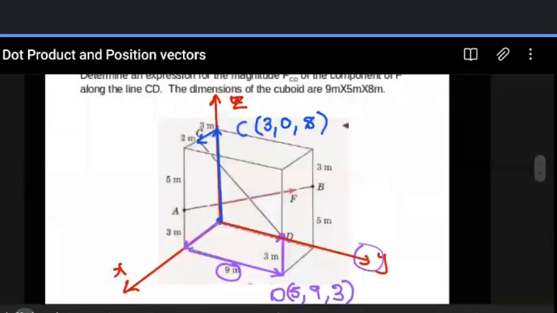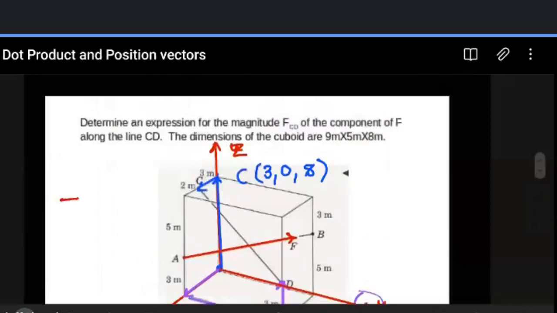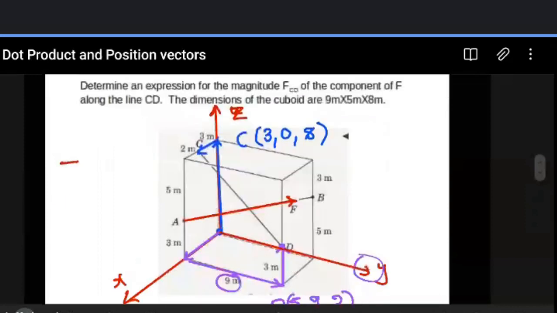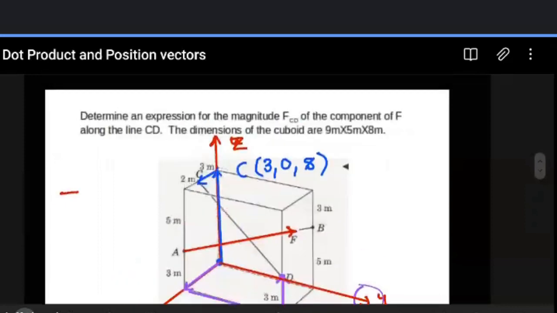The next thing that we need is the force, the same force that we're going to be dealing with. But we need to express this force in Cartesian vector form. For us to write it in Cartesian vector form, since we're only given the magnitude of the force F, is it so? So let's see, determine the expression. Oh, okay. We don't even know what the force F is. So they just want the expression of the force F.